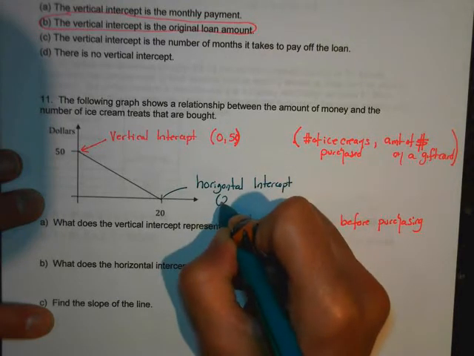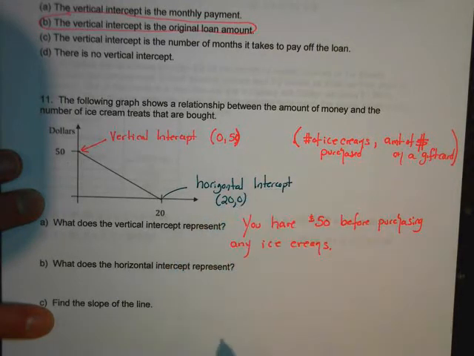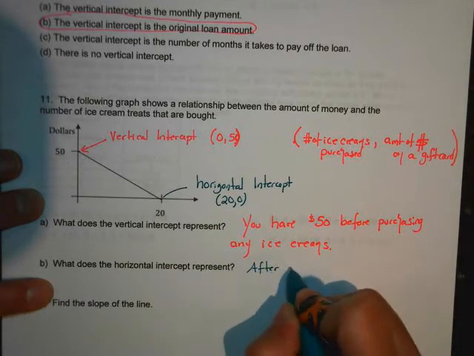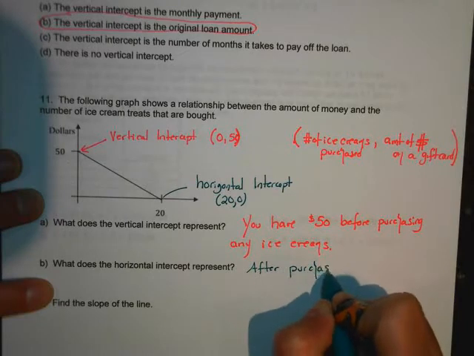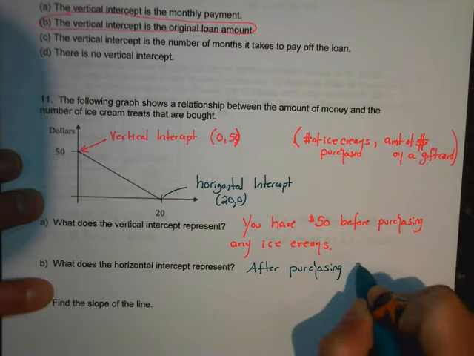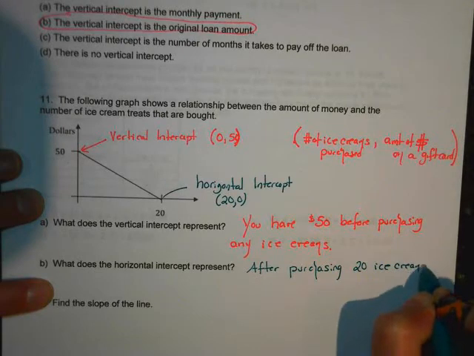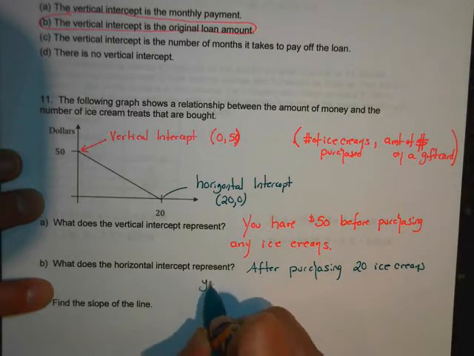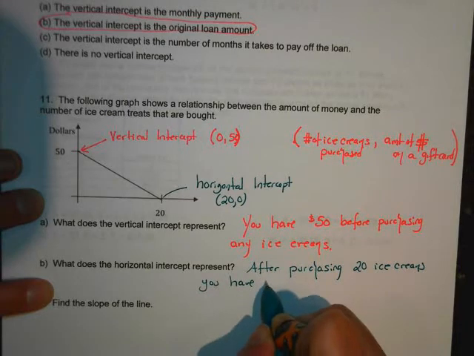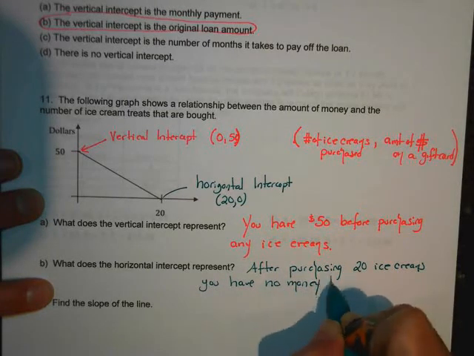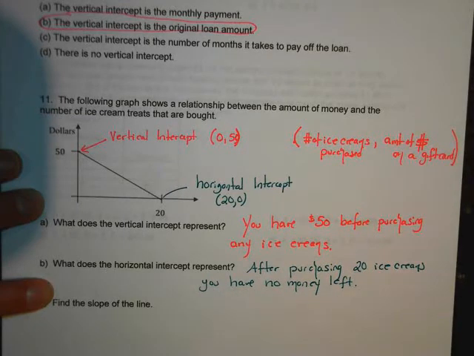And that would be 20, 0. So after purchasing $20 ice creams, you have no money left, or no money on your gift card.